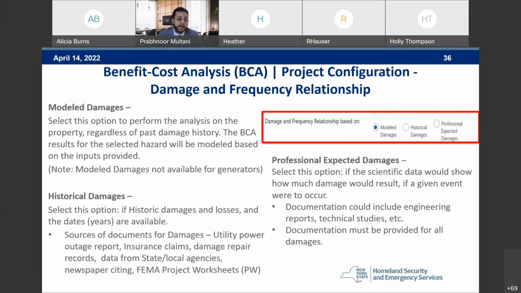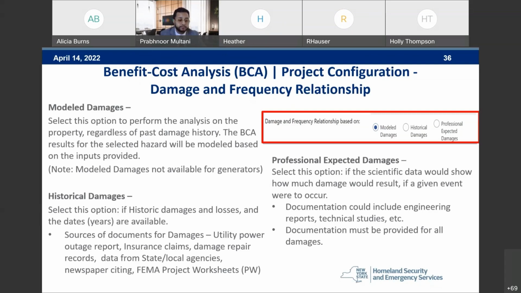You can select this option to perform the analysis on the property, regardless of past damage history. The BCA results for the selected hazard will be modeled based on the inputs provided. So if we were doing a roof diaphragm retrofit and we wanted to use model damages, based on the location of the project, the toolkit will determine the wind intervals for that location and the damages that will be modeled based on those intervals. Note, model damages are not available for generators projects, unfortunately.